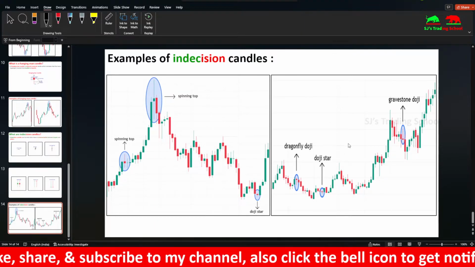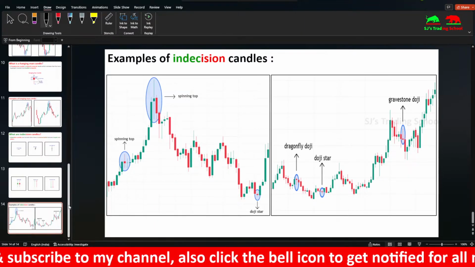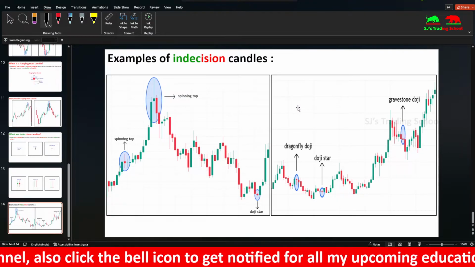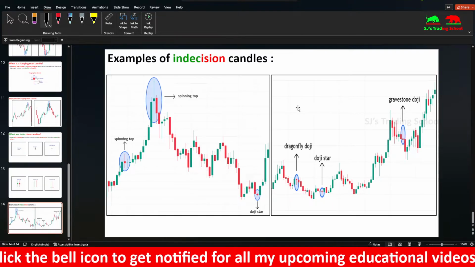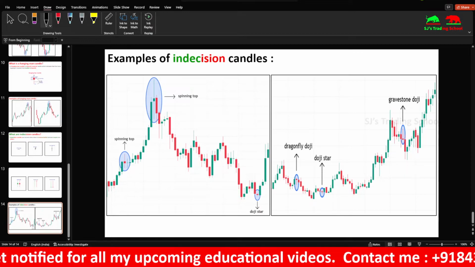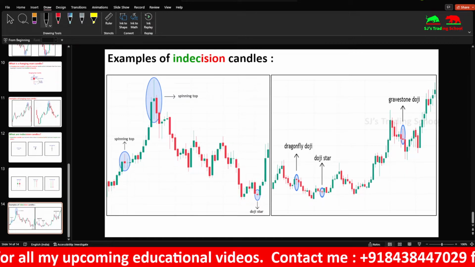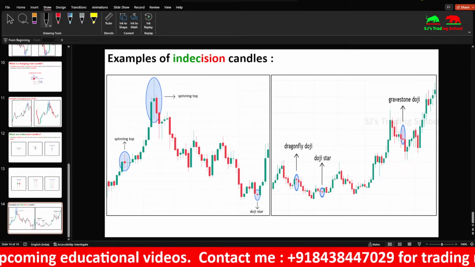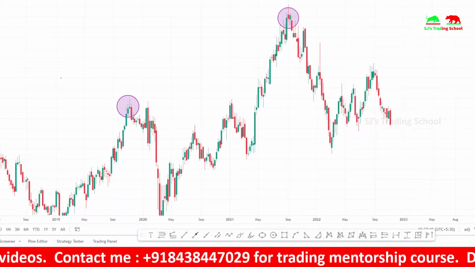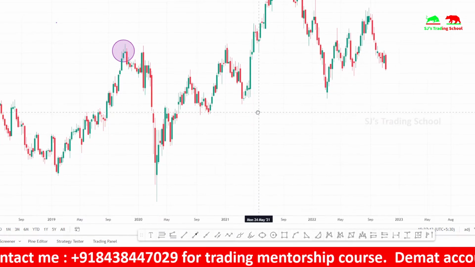So you should consider support and resistance also in confluence. Now I'll be showing these candles in the real chart. So let's go into the real chart. So these are the 8 candles. Now we'll be going into the real examples, real time examples.